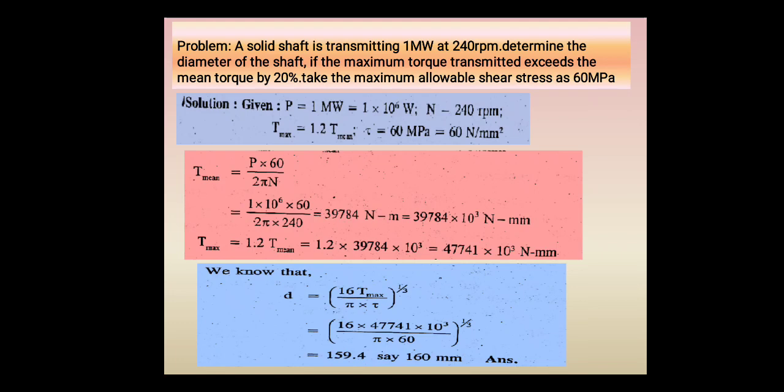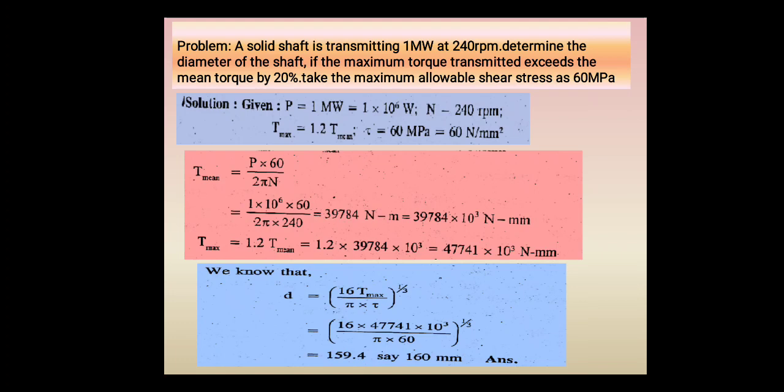So here we need to find the diameter of the shaft. Some condition is given: if the maximum torque transmitted exceeds the mean torque, so here exceeds is given, which means we have to take 1.2 T mean, that is T max is equal to 1.2 T mean. So don't get confused. This is the same condition for similar type of problems where he may ask like exceeds, in terms of percentage. At that time you have to refer to this T max is equal to 1.2 T mean formula.